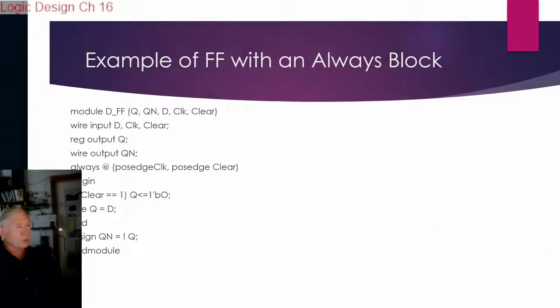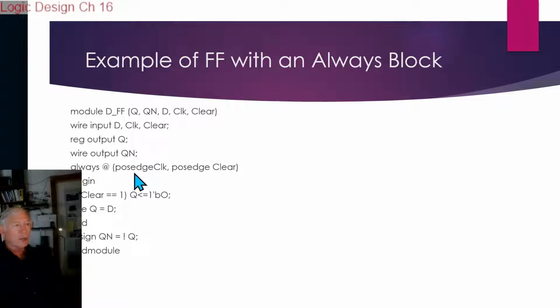so that's the keyword always, and then we use an @ sign. Now in this case, we have parentheses here, and what's in between our parentheses is our sensitivity list, and we write in here pos edge clock, comma, pos edge clear. Because these are edge signals, that's the first clue that this is for real a sequential device, not a combinational device.